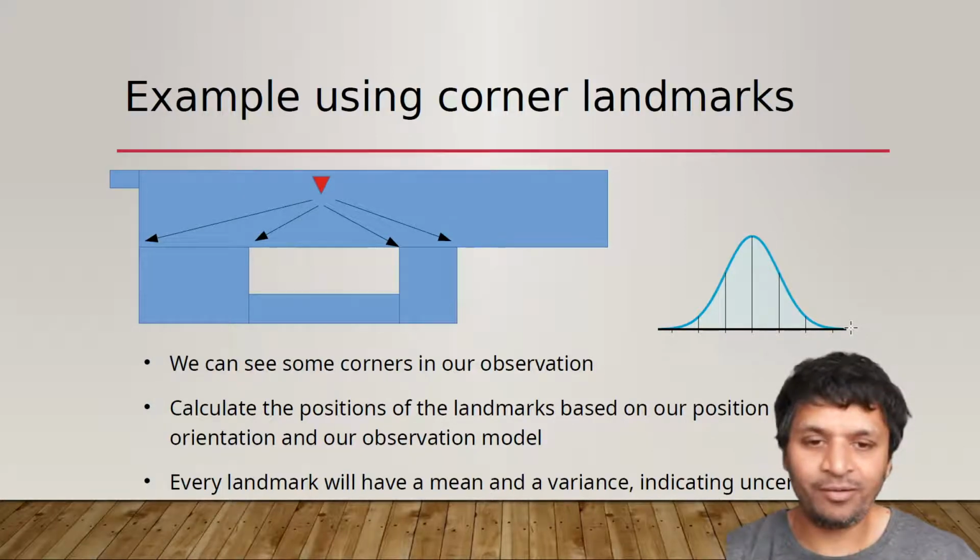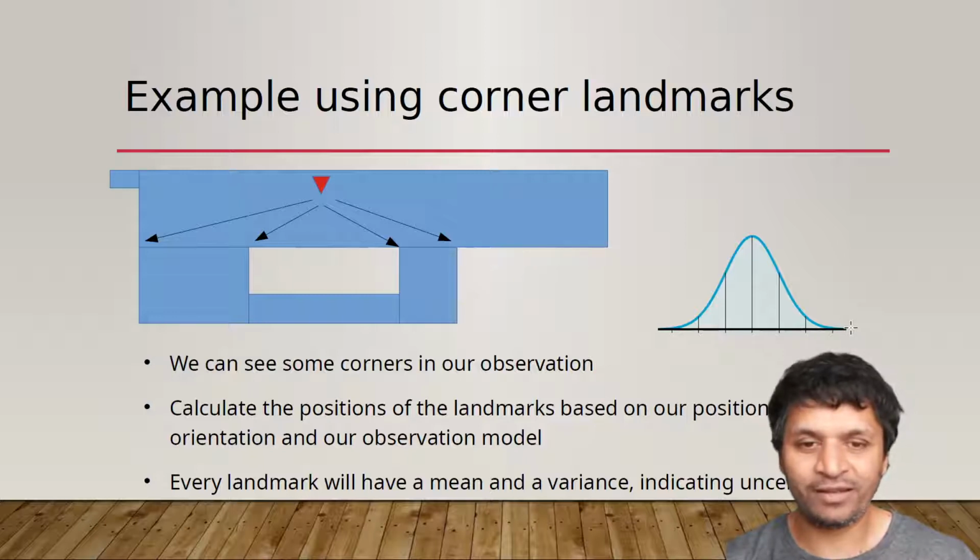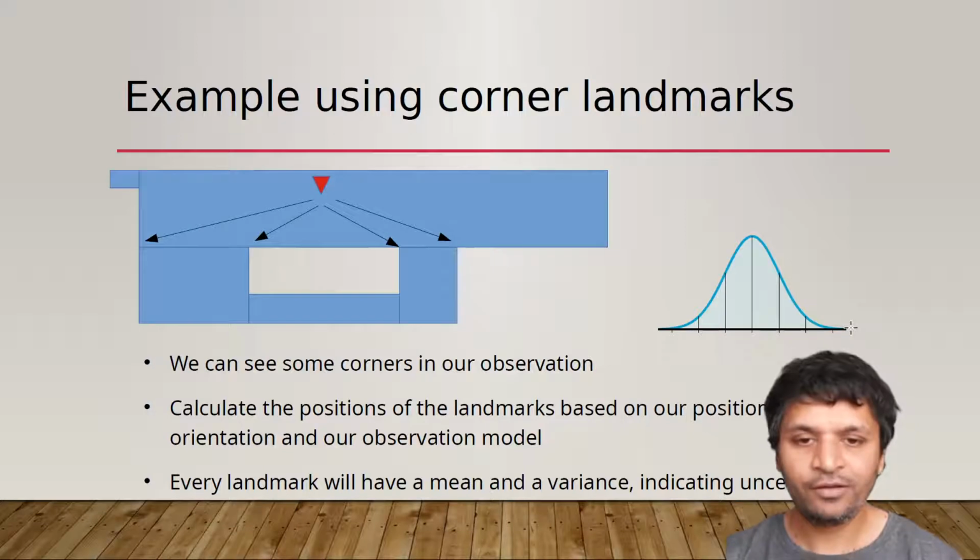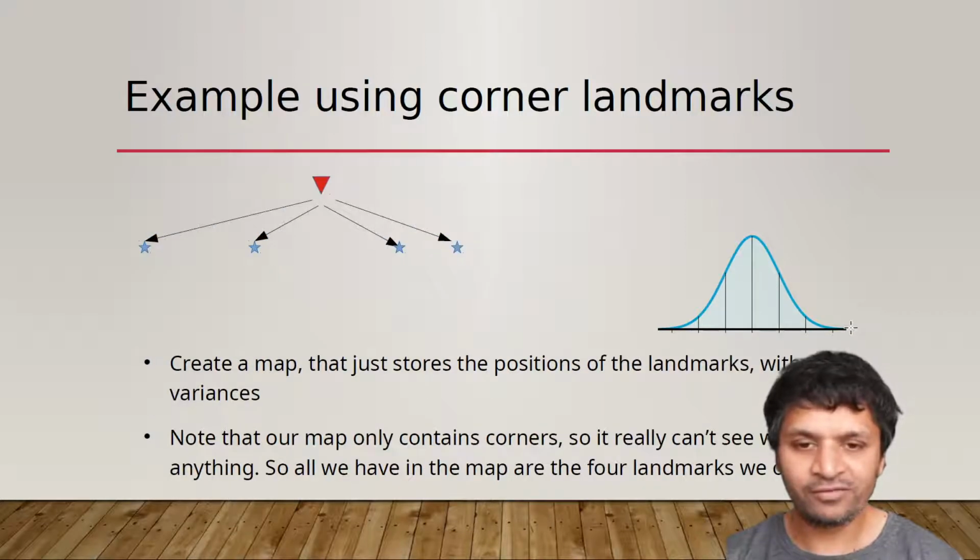Now this is actually going to be a multivariate Gaussian. I've just drawn a univariate Gaussian there because it's easier to look at. So fundamentally picture that as being in multiple dimensions, right? Because I'm uncertain about both the x and the y of this landmark, right? So what the robot sees is it fundamentally sees these 4 landmarks, okay?